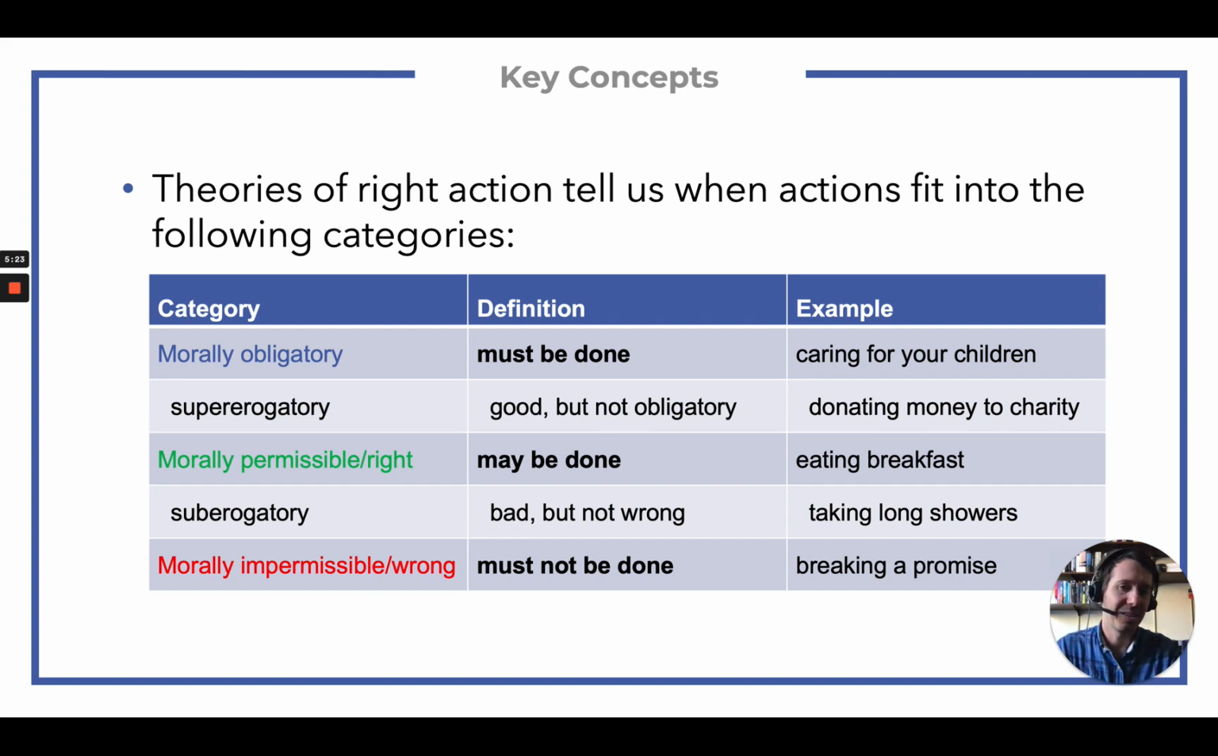A suberogatory act is something that's maybe bad but not wrong. Something like taking long showers. In a way, taking a long shower is not like breaking a promise. It's not like stealing something or murdering someone, right? But it is maybe bad. And so we might look down on someone that takes long showers, but we don't think that they've committed the kind of violation that counts as a wrong action or an impermissible action.